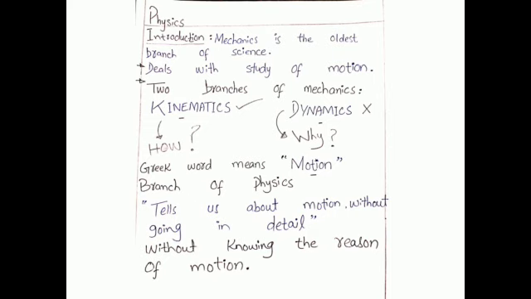Kinematic is a Greek word which means motion. While it is a branch of physics, it basically tells us about motion of an object without going in detail. It means that we are not interested in the reason of that object's motion, what is the reason behind its motion. We just study its behavior during motion.